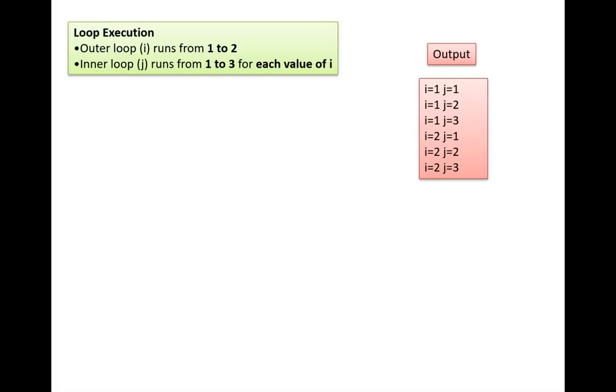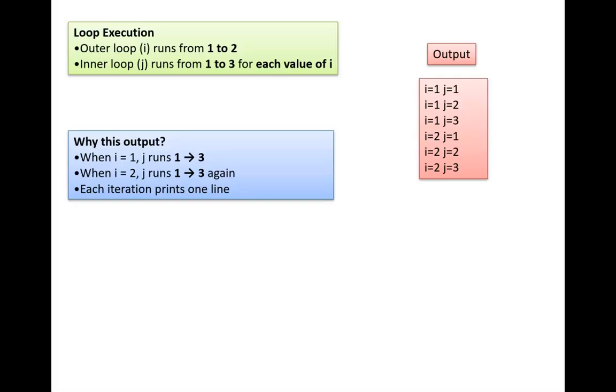So what is going to be our output? i equal to 1, j equal to 1; 1, 2; 1, 3; 2, 1; 2, 2; and 2, 3. So why have you got such an output? Because when i is equal to 1, j runs from 1 to 3. When i is equal to 2, again j runs from 1 to 3. So each iteration prints one value. And that is the power of a nested for loop.